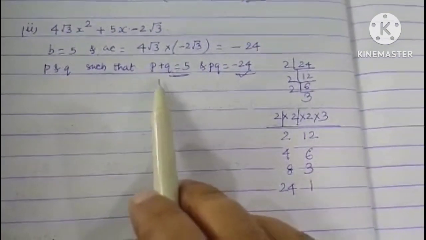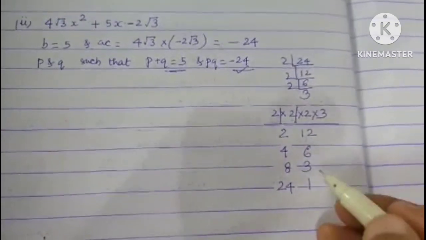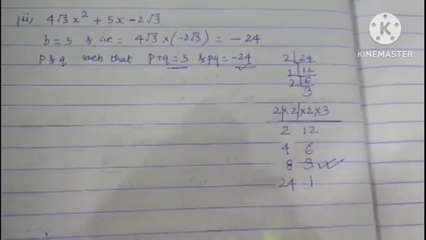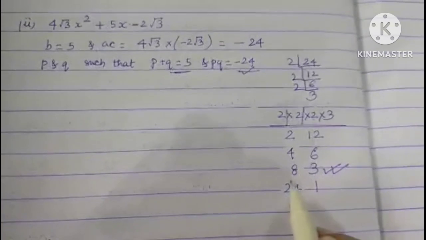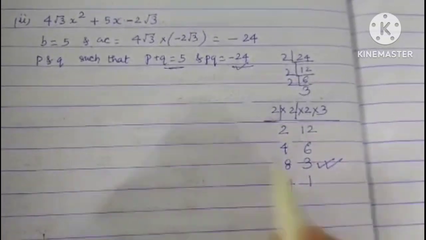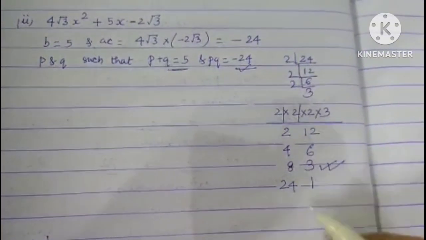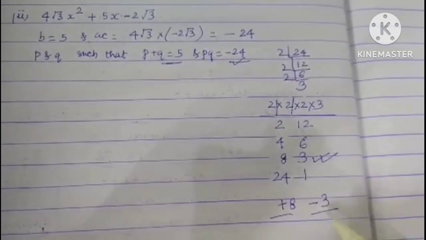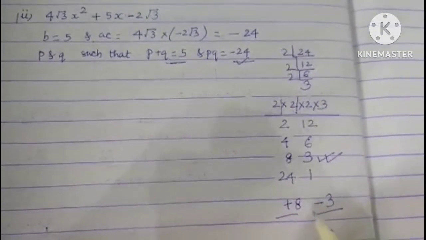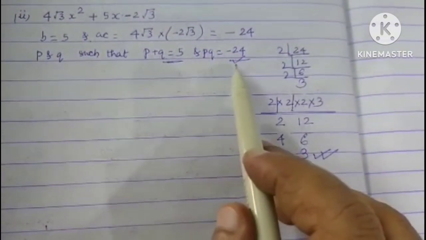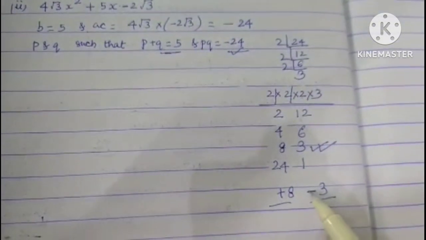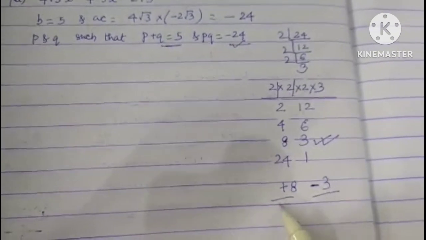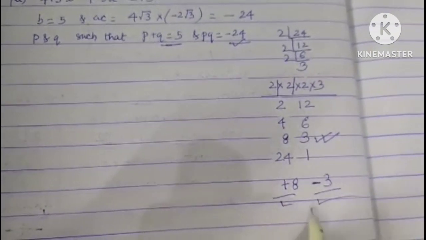We have to keep in mind that this p plus q should be 5, where this 5 comes from here. If you do some minus plus, you will get the answer. p plus q should be 5. So we will keep this plus, means plus 8, and we will keep this minus, means minus 3. So it will become 8 minus 3, it will be 5, and this multiplication will also come minus 24. So plus 8 and minus 3 is our correct option to put it here.